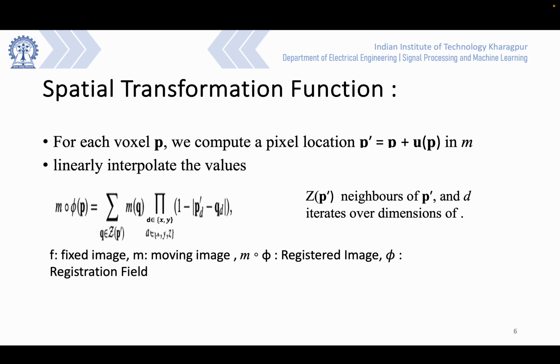Now after I get my registration field, as I have already shown, my registration field and the moving image are given to the spatial transform function. What the spatial transform function actually does is, for each pixel location p, we calculate the corresponding pixel location p dash in M, and the value at p dash in the moving image I find by linear interpolation. The formula of the linear interpolation is given here as follows.